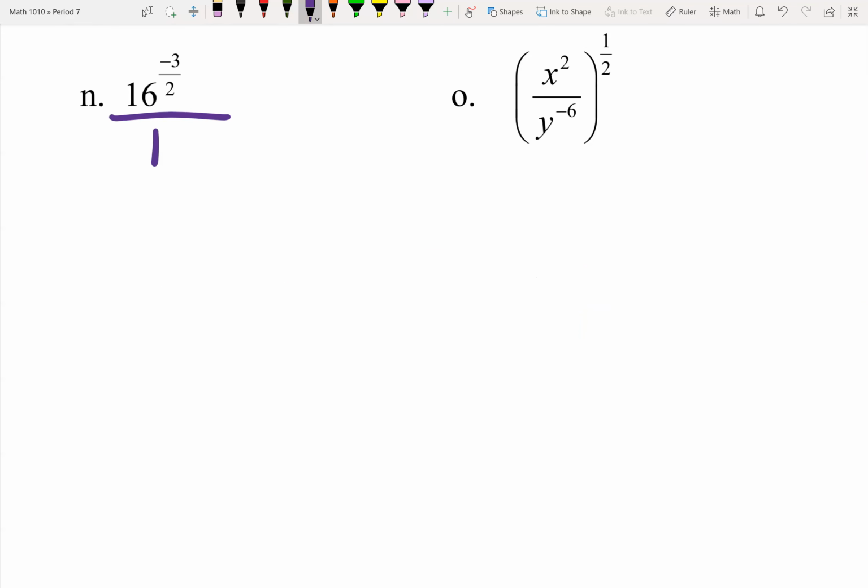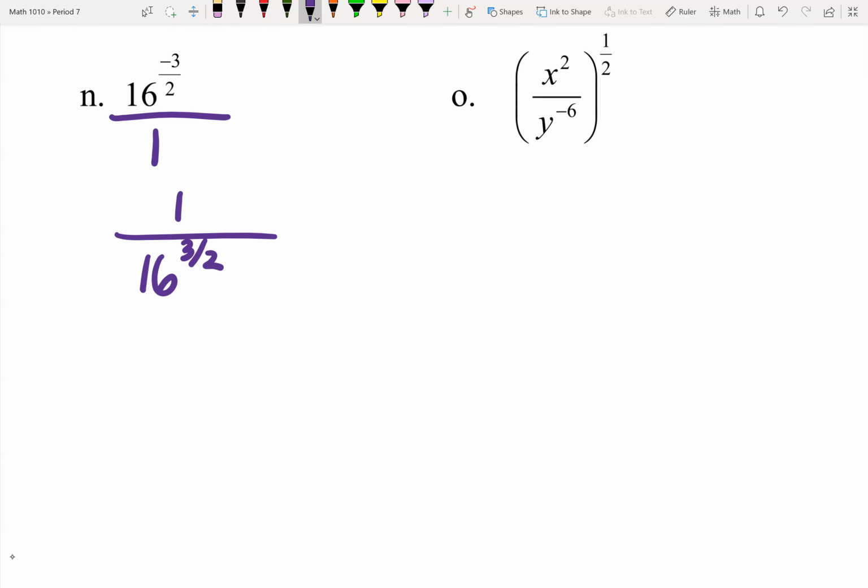Now let's come over here. Same question. Is the negative on the top or the bottom? It's on the top. Move it down to the bottom. And now I have a 16 to the positive 3 halves on the bottom. What goes on the top? A 1.